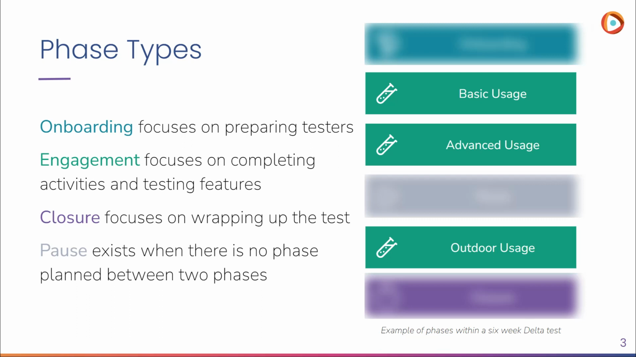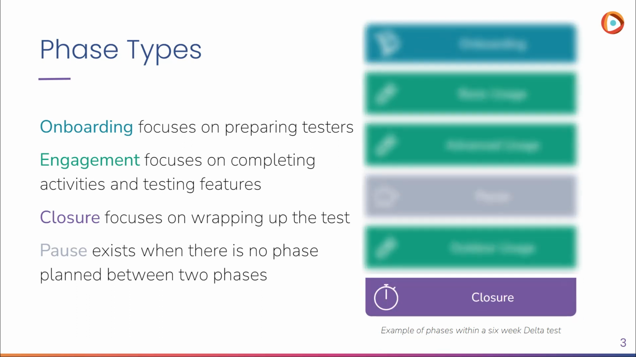So that's what engagement is about. It's going to be the bulk of your test, and it's where we do all of our testing. Now, closure focuses on wrapping up the test or wrapping up a specific kind of leg of the test. So this is where we are thanking testers for their participation. We're triaging those last pieces of feedback. We're getting our results to our stakeholders. It's all about closing things out.